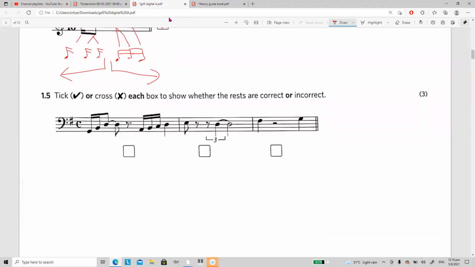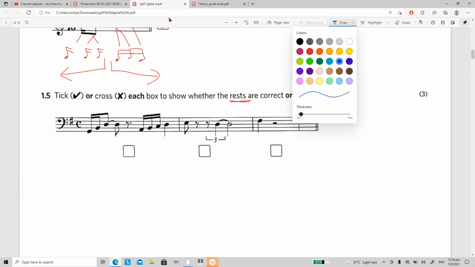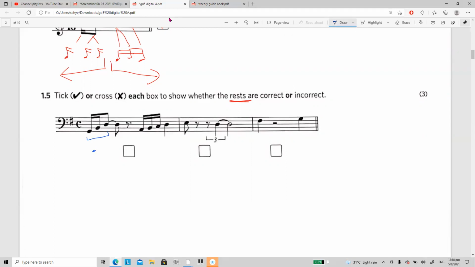Next one, show whether the rests are correct or incorrect. This one you need 4 crotchets. So this one has 1 crotchet. And the second group, for 4/4 time, you need to have 2 crotchets for the first half and another 2 crotchets for the second half. So in the first half, I don't see 2 crotchets, because this plus this is 1 crotchet, and then it shouldn't have a dot attached to this because this dot belongs to the second half. So this one is wrong. This rest is wrong.